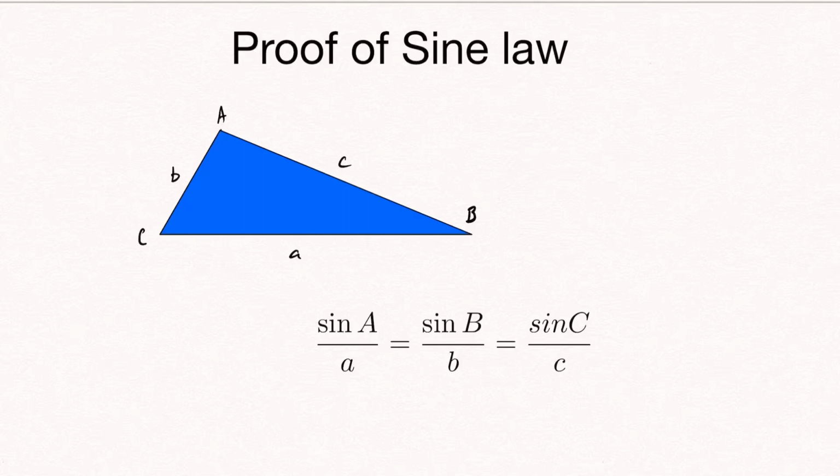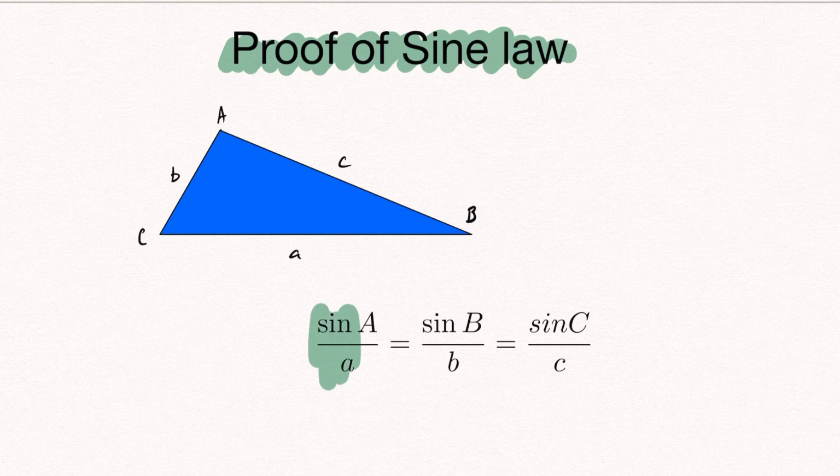All right, we're going to take a look at a quick proof of the sine law here. The sine law states that when you have a non-right angle triangle, we have this relationship: the sine of angle A over length a is equal to the sine of angle B over length b, is equal to the sine of angle C over the length of c.